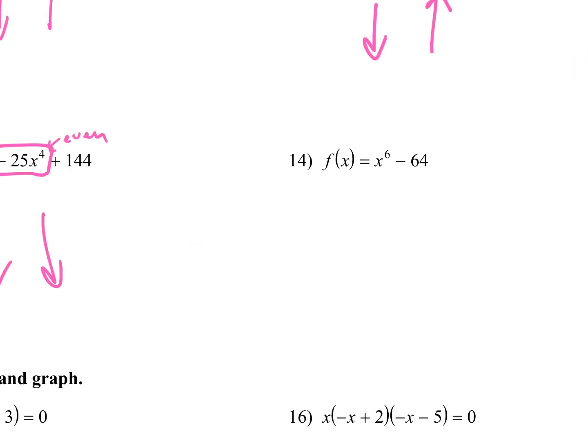All right, 14. Which term am I looking at? X to the 6th power. Is it positive or negative? So what does the right arrow do? Is it even or odd? Even. So what's the left arrow doing? Up. So up and up. Whenever it's even, they go in the same direction.